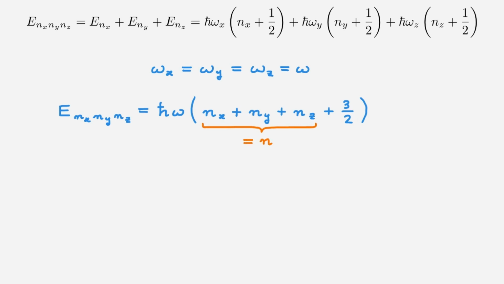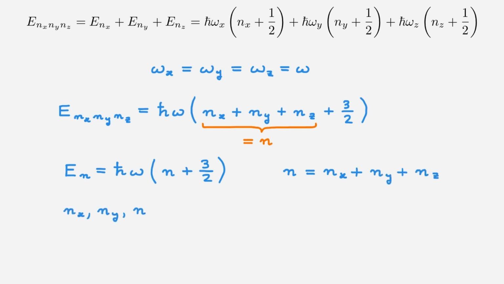Now this implies that we don't need to label the eigenvalues with all three indices nx, ny, and nz, but instead we can simply label the eigenvalues with the single index En, and they are equal to h bar omega times n plus 3/2. The new collective index n is given by the sum of the original indices, and remembering that the individual nx, ny, and nz are non-negative integers, then this means that n must also be a non-negative integer. So what does this mean?